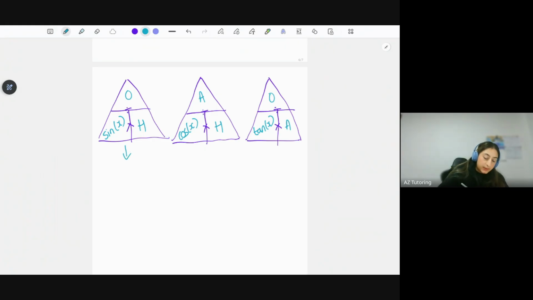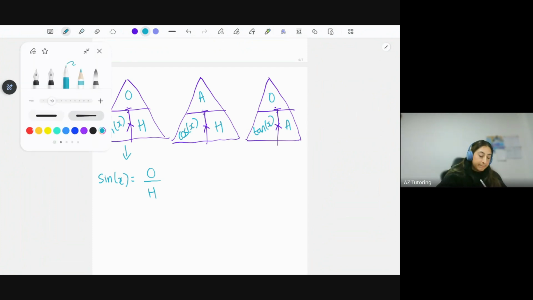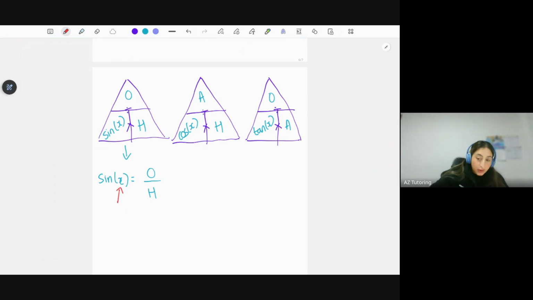So let's go through what each of them mean. Sine of x equals opposite divided by hypotenuse. So this x is your angle.